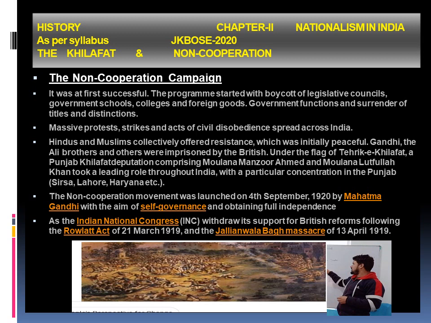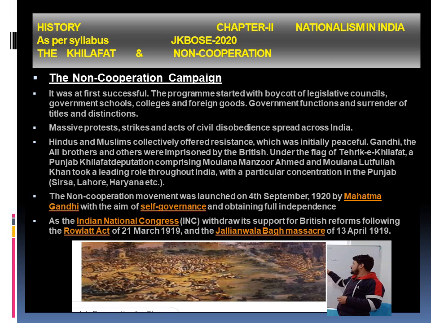Later on, we see the non-cooperation movement, which was launched on 4 September 1920 by Gandhi with the aim that self-governance and obtaining full independence is our motto. Although before that he started the Satyagraha movement. Satyagraha was the path of truth and non-violence.